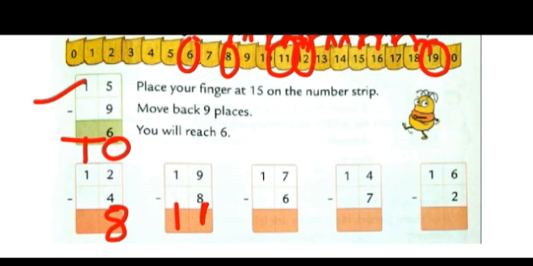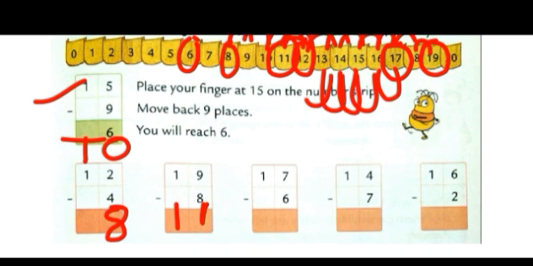See the next one. 17 minus 6. So which is the bigger number? 17. So first we will take 17. Now how much we have to move back? 6 places. 1, 2, 3, 4, 5, 6. So we got 11. That means 11 is the correct answer. Understood? Now see one more.